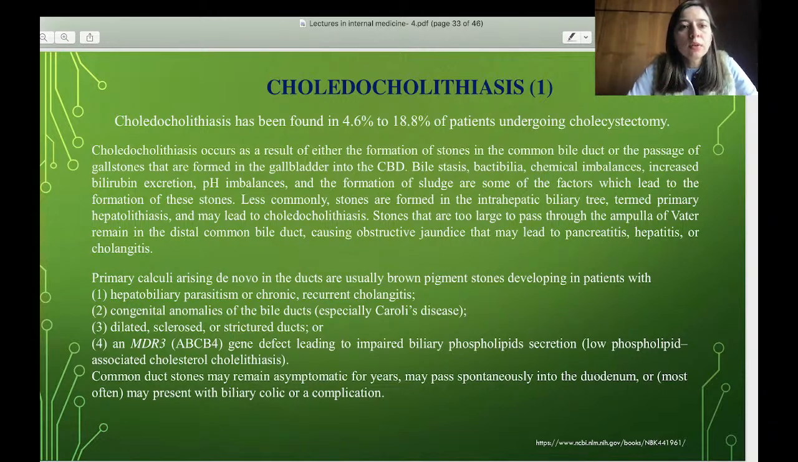Choledocholithiasis occurs as a result of either the formation of stones in the common bile duct or the passage of gallstones that are formed in the gallbladder into the common bile duct. Bile stasis, bacteria, chemical imbalances, increased bilirubin excretion, pH imbalances, and the formation of sludge are some of the factors which lead to the formation of these stones.